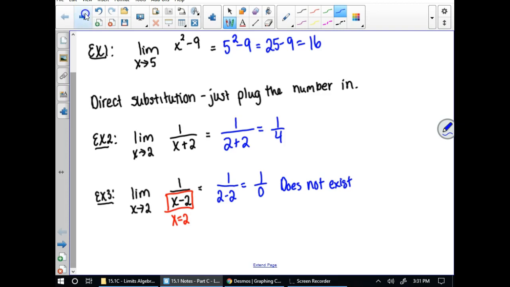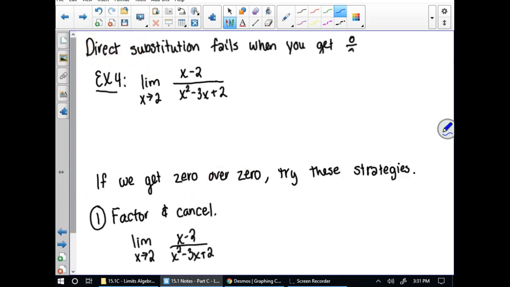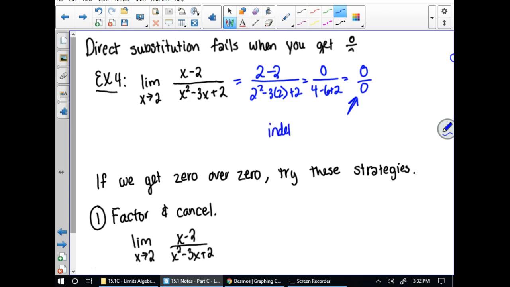Now, if we try direct substitution on this problem here, we've got the limit as x approaches 2 of x minus 2 over x squared minus 3x plus 2. So, plug that in like this. We're going to get 0 over 4 minus 6 plus 2, which is also 0. So I get 0 over 0. So when this happens, this is actually not a does not exist. What we call this here, 0 over 0, is our indeterminate form.